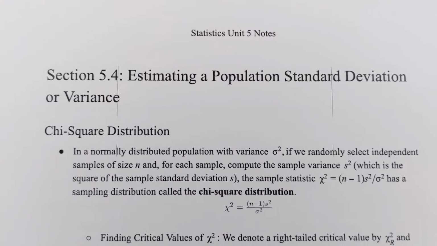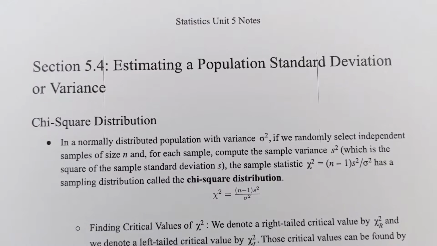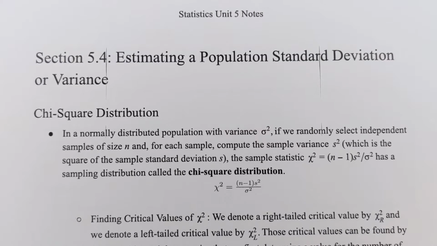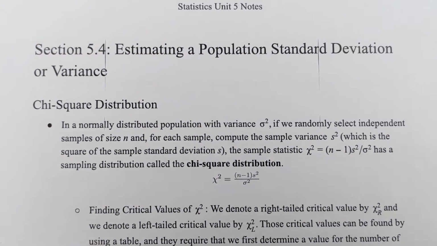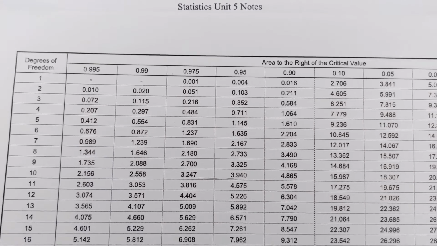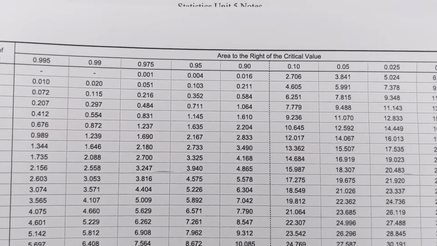All right, so we've got the notes for section 5.4, which deals with estimating population standard deviation or variance. So this uses yet another distribution, the chi-square. The table looks like this, which is a lot more tricky to read than the z or the t table because you've got two different sides.